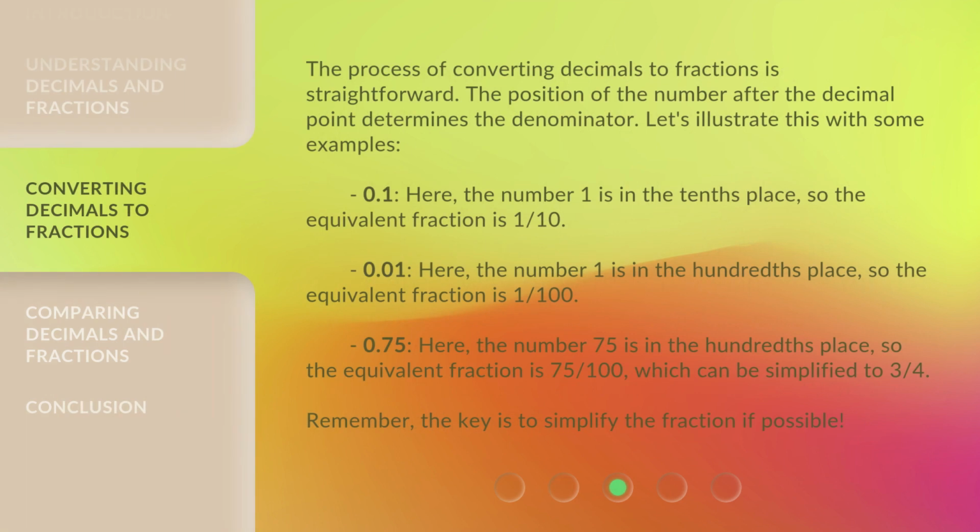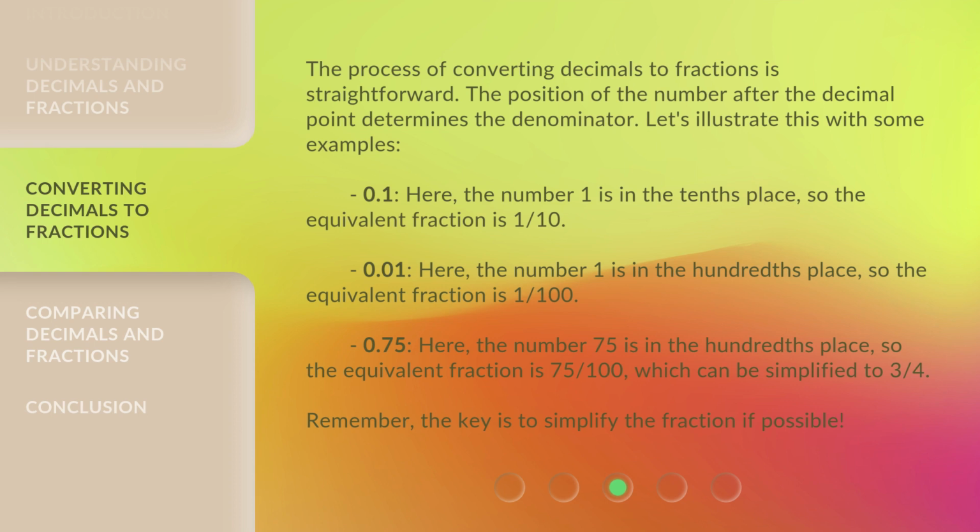The process of converting decimals to fractions is straightforward. The position of the number after the decimal point determines the denominator. Let's illustrate this with some examples. 0.1. Here, the number 1 is in the tenths place, so the equivalent fraction is 1/10. 0.01. Here, the number 1 is in the hundredths place, so the equivalent fraction is 1/100.